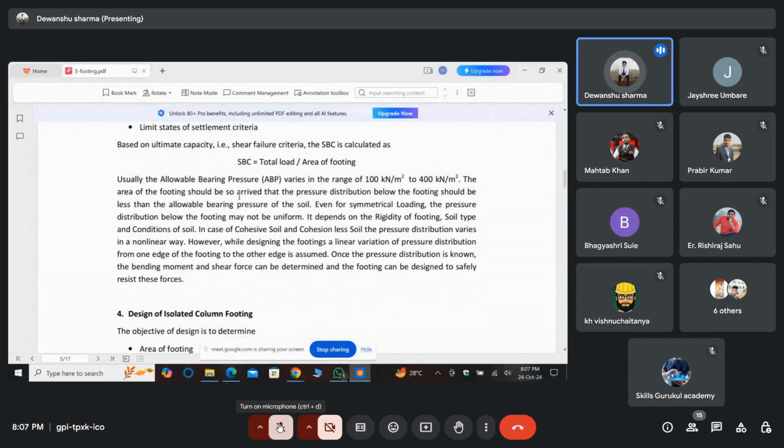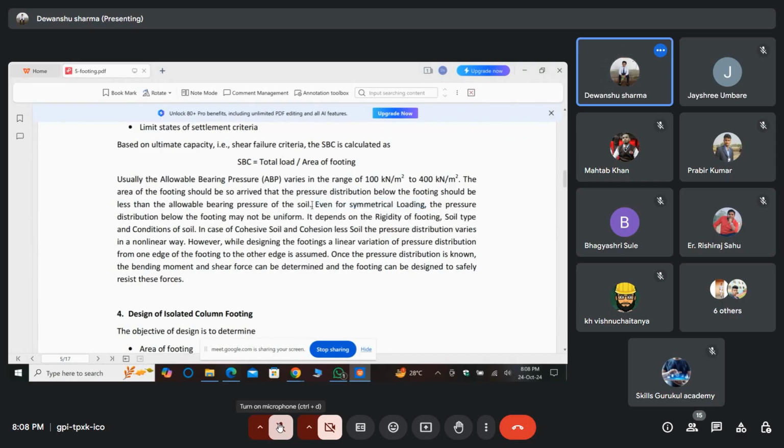The area of footing should be arrived at so that the pressure distribution below the footing is less than the allowable bearing pressure of the soil. For example, if the soil bearing capacity is 200 kilonewton per meter square, our footing must be designed to transfer a load less than 200 kilonewton per meter square to the soil. If our design fails or the footing transfers more load than the capacity of the soil, then the soil may collapse or settle, which ultimately results in the failure of the superstructure. Even for symmetrical loading, the pressure distributed below the footing may not be uniform.